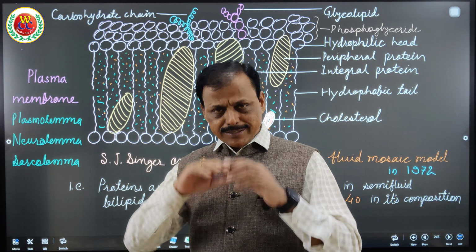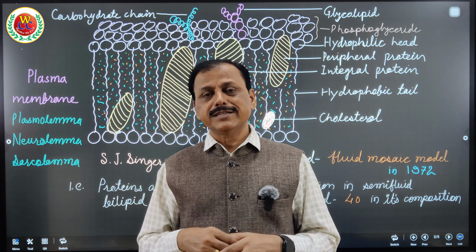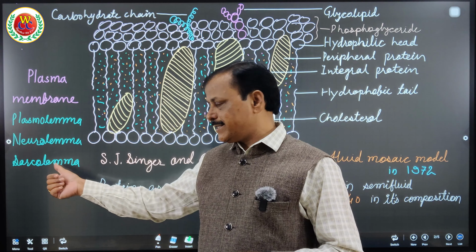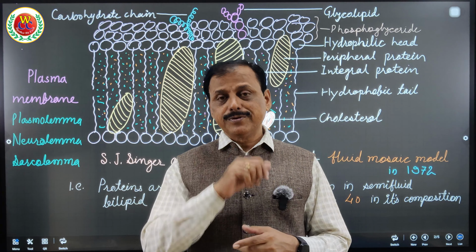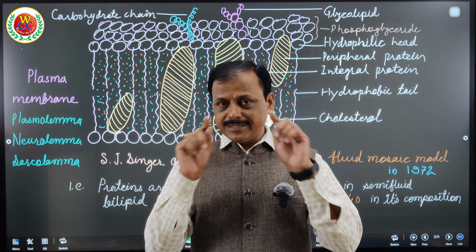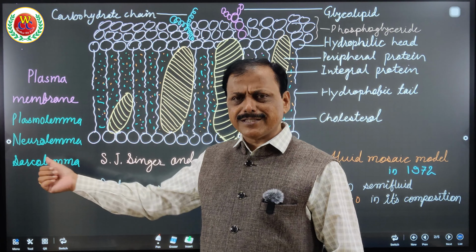Cell membrane is also known as plasmolemma, neurolemma, as well as sarcolemma. Plasmolemma: it covers the plasma. Neurolemma: in nervous tissue, the neuron cell, it covers the protoplasm of the neuron cell. And sarcolemma, that is what? The cell membrane of muscles. Since it covers the sarcoplasm, it is called sarcolemma. These are the terms.